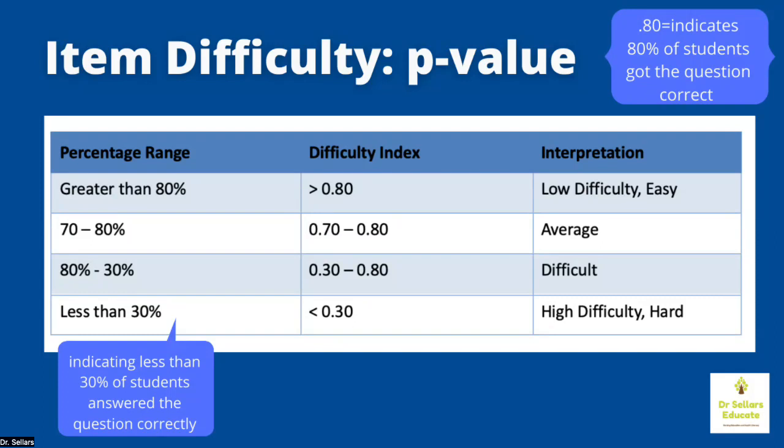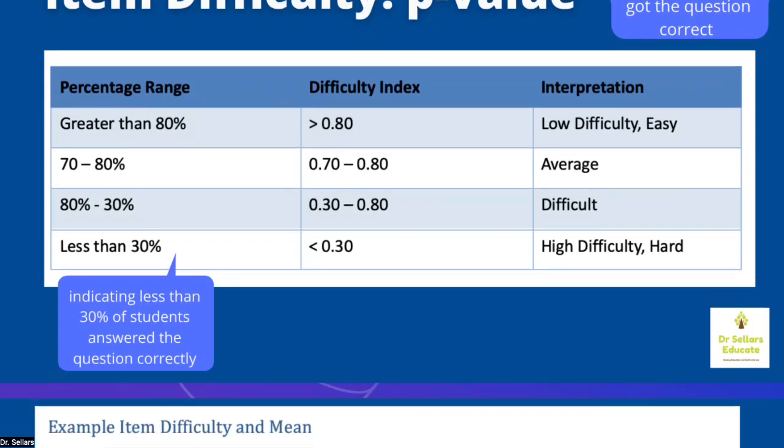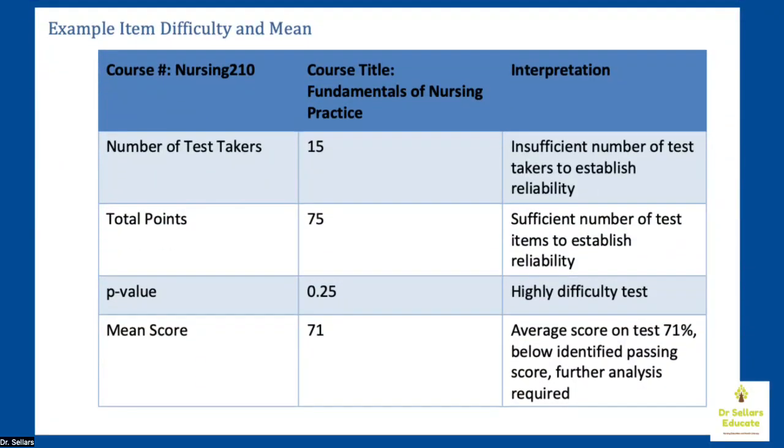And if we have a 0.30, that indicates that 30% of the students answer the question correctly. And then at the other end of the scale, 0.80 would indicate that 80% of the students chose the correct answer. Okay, so that's what you want to be considerate of when we think about D for difficulty. It is usually identified on the scoring report based on the p-value. That's the statistical data point.